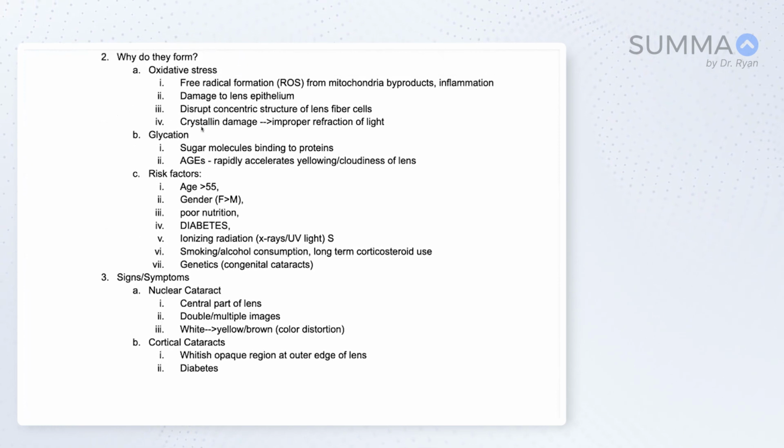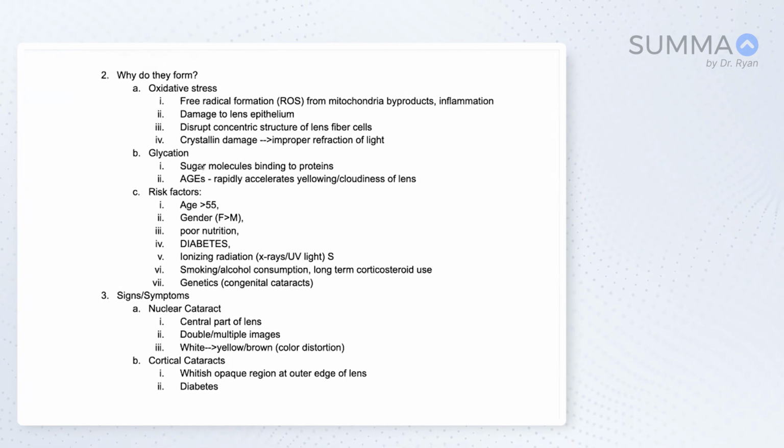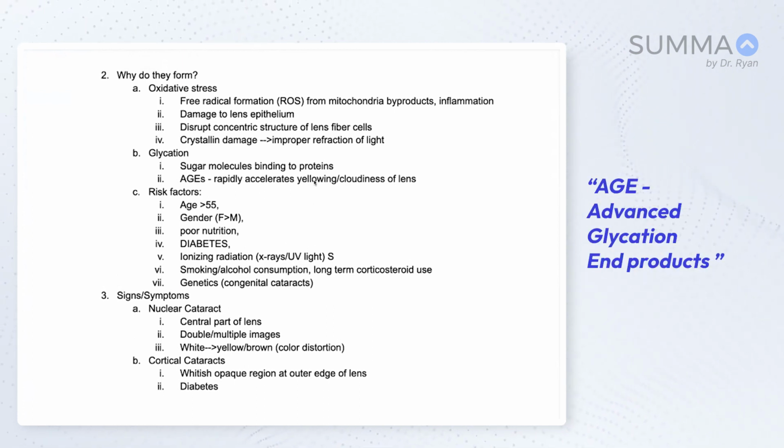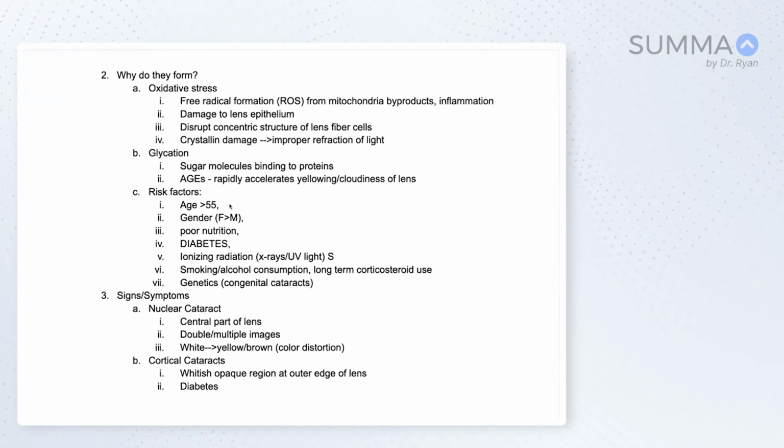Another thing that can occur is glycation. Glycation is where sugar molecules will bind to proteins, in particular crystallin, and that can also cause disruption. They can cause things called advanced glycation end products. If you have enough of these proteins that are bound to glucose and eventually turn into AGEs, advanced glycation end products, it rapidly accelerates the process of cloudiness or opacity within the lens. So both these processes are things we do not want to have occur or want to limit significantly.